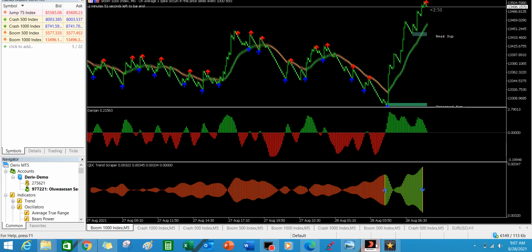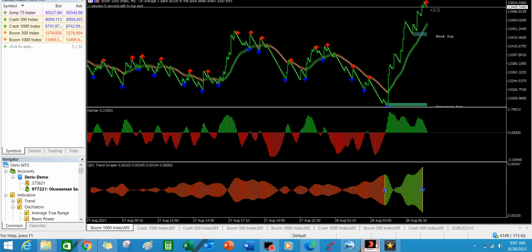Right here it might be difficult for you to get your support, your resistance, and to know the exact trend, when the trend is starting and when it is ending, if you are not very good with your technical analysis. But of course, you can make use of some indicators to identify all these. There are some custom made indicators that make it even easier for you to identify them. One of such indicators is the one I'm having on the chart presently, which is called the QDC scraper indicator.